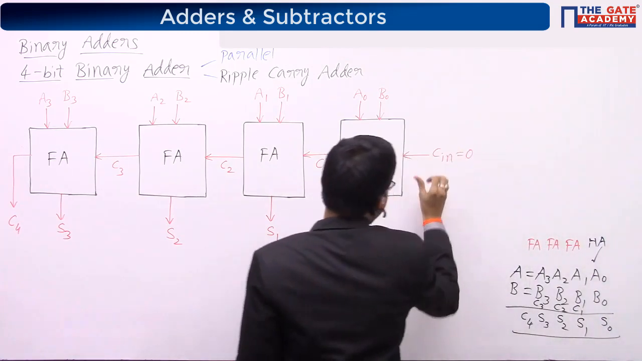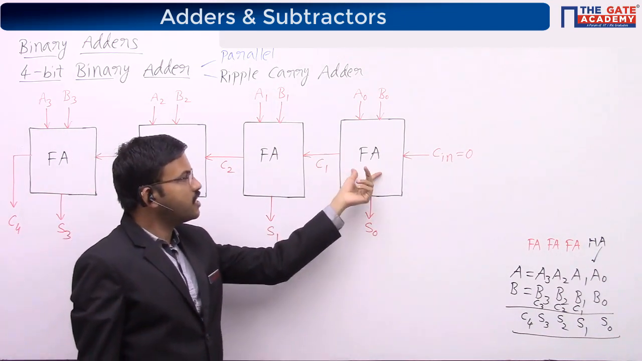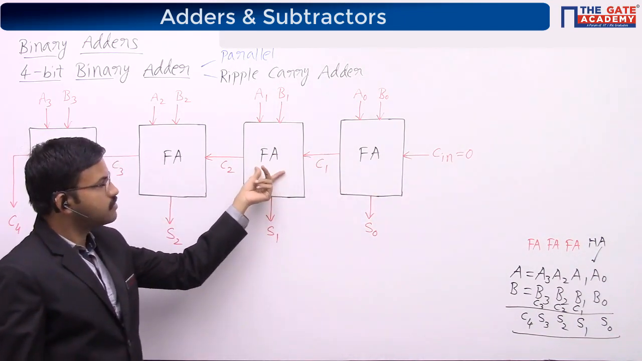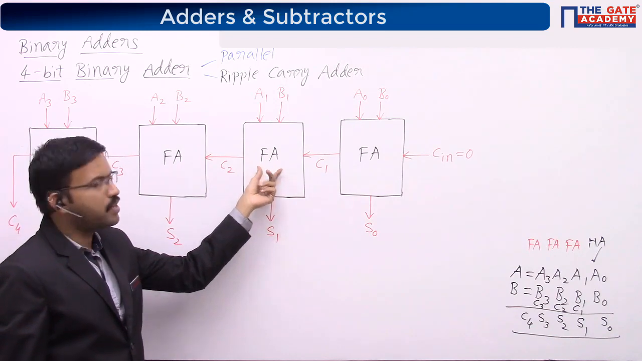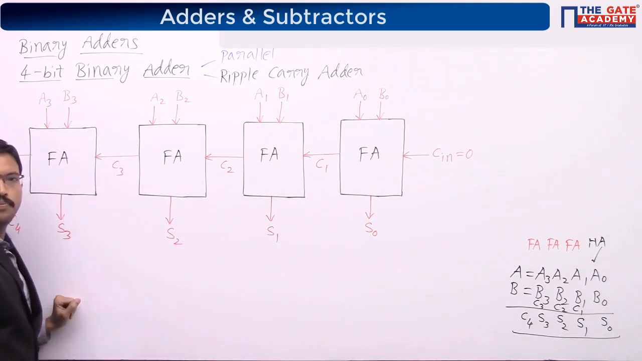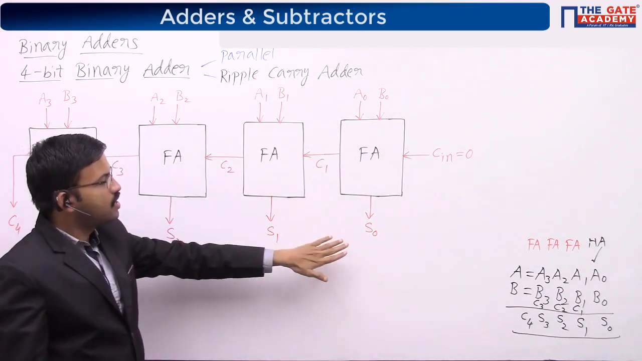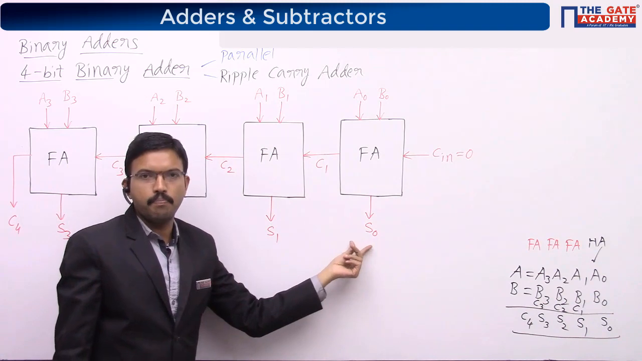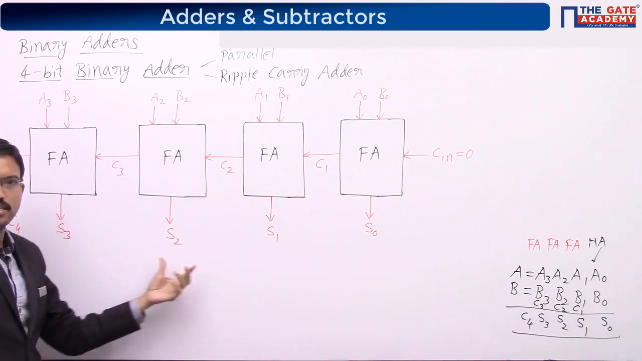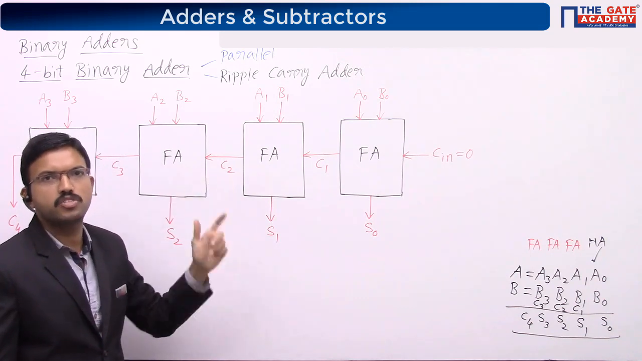When the carry input for each full adder is 0, this full adder is exactly the same as the others, because here also Cn is 0, here also Cn is 0, here also Cn is 0. The moment you give the inputs A and B, each sum bit will take the same amount of time for producing the sum. Similarly, each carry bit will take the same amount of time.